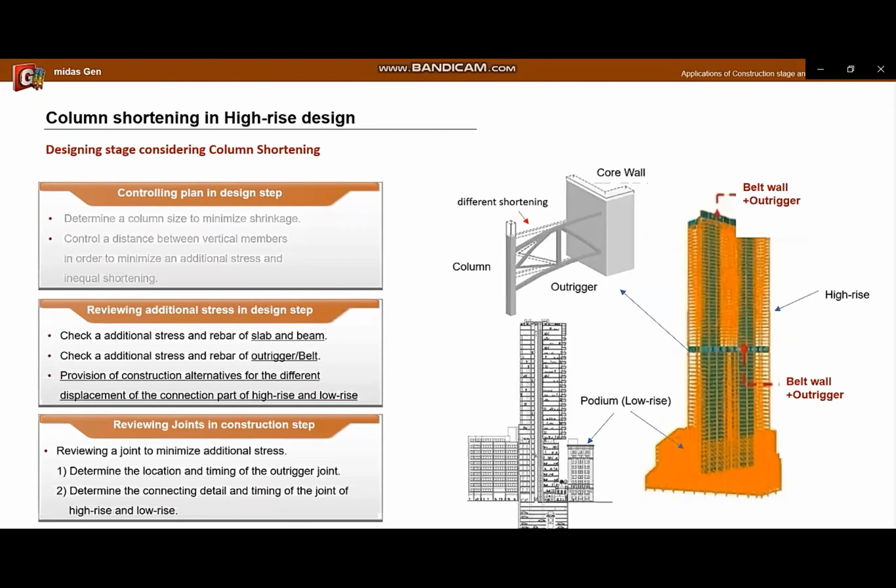Next, through preliminary analysis, additional stresses occurring in the slab, beam, and lateral resistance systems, like outrigger or belt wall, are calculated, and rebar is added in these members. In addition, construction alternatives should be prepared for different shortening occurring at the connection between the high-rise and podium. And the connection timing and location are determined at the joints between the outrigger and the column, and between the high-rise and podium.